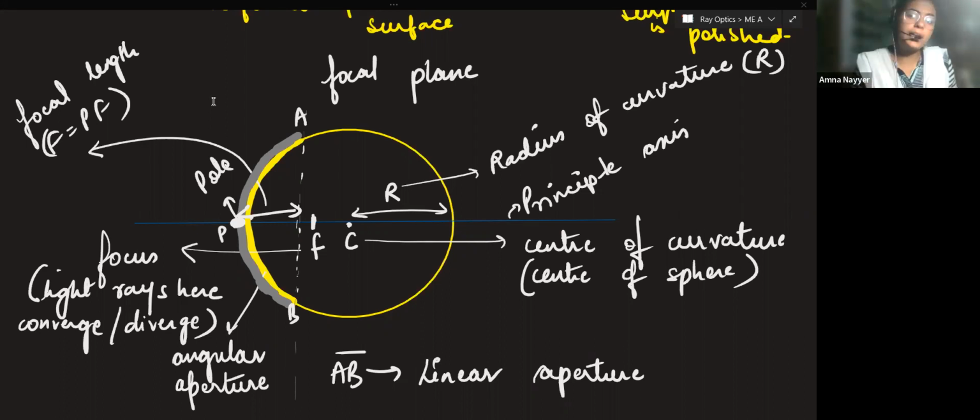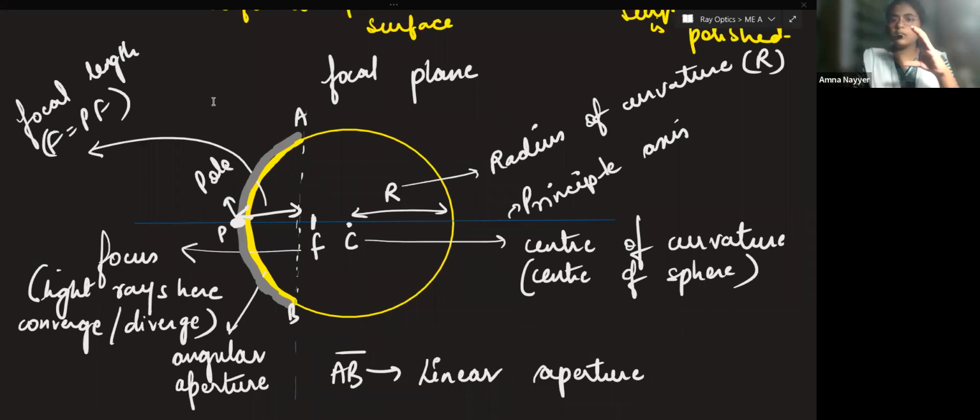All the rays will appear to meet at a point, or they will appear to diverge from a point, depending on the nature of the mirror. That point is known as the focus. Parallel rays of light will meet at this focus. We'll see the ray diagrams. The distance between the pole and the focus is known as the focal length.